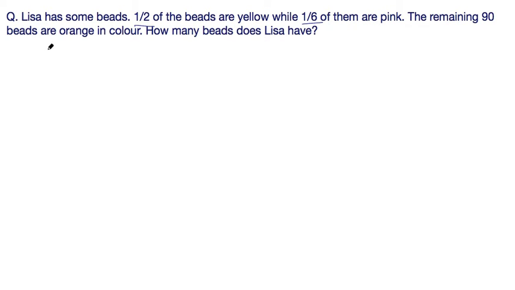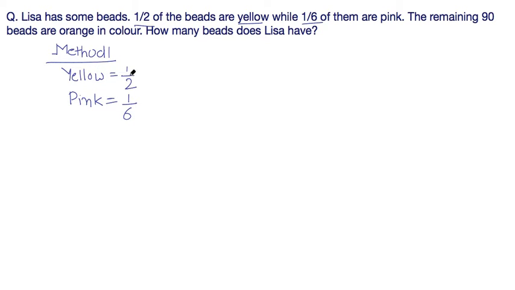Okay, so let's start solving it using the model method. Let's call it method 1. Now you see how many beads are yellow? 1 by 2, right? So yellow ones are 1 by 2. And how about the pink ones? They are 1 by 6, right?